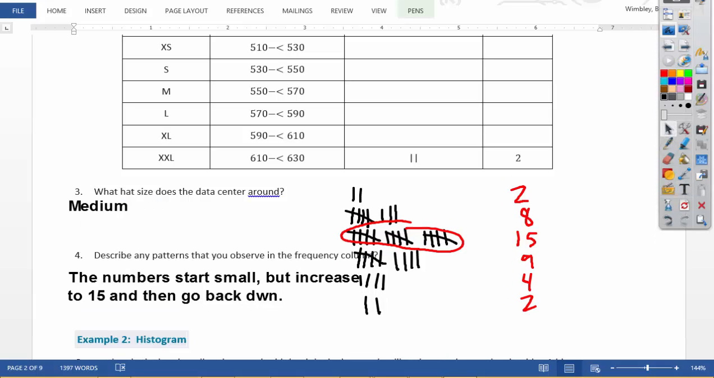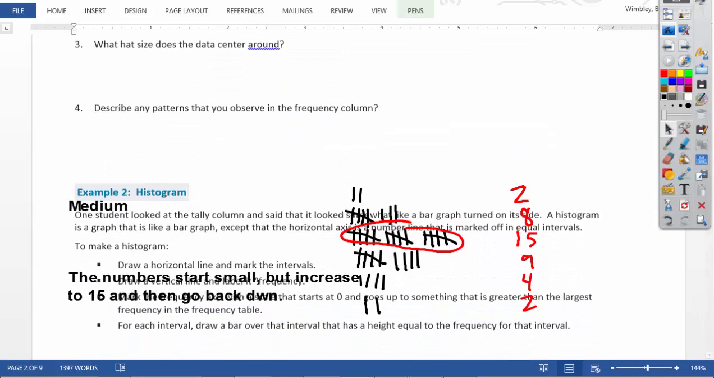All right, so now let's go to another example.